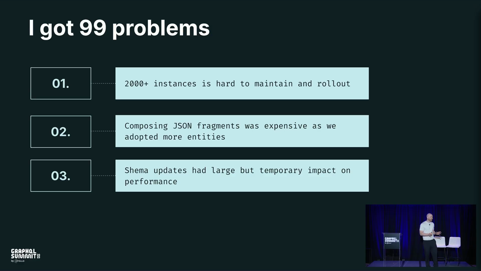So I have 99 problems, but I don't have time to talk about 99 problems. I'm going to talk about the top 3. When we started with Federation to scale with 12 billion requests per day, we had over 2,000 instances of Node.js Federation running. We ran this in multi-cluster mode, so we didn't have 2,000 pods going, but we had a lot of instances, and this made rollouts hard, difficult to maintain. Rollouts would easily take a couple of hours because of the sheer number of pods we had.